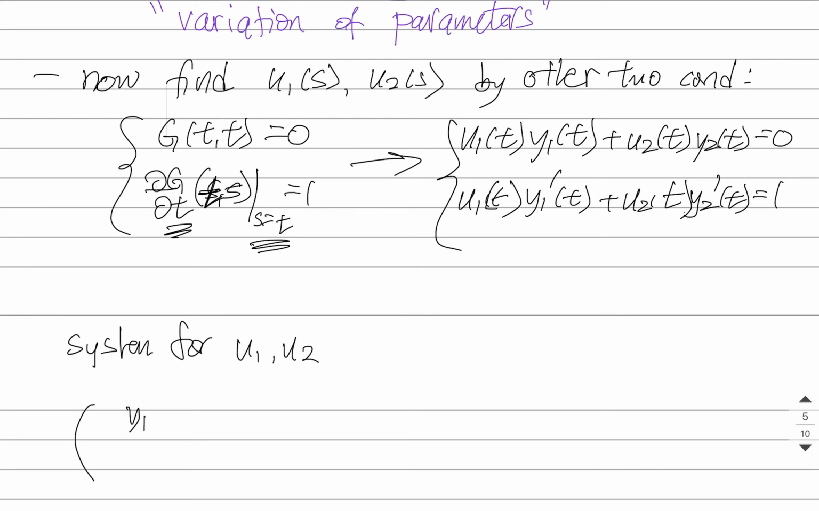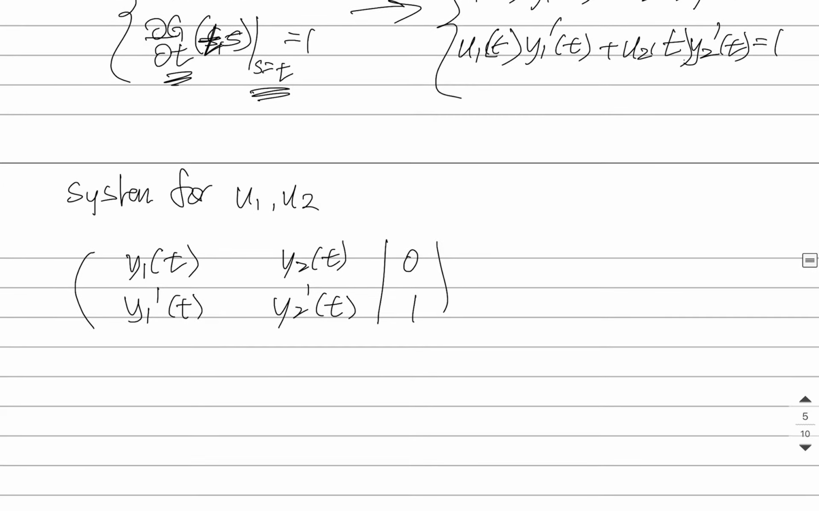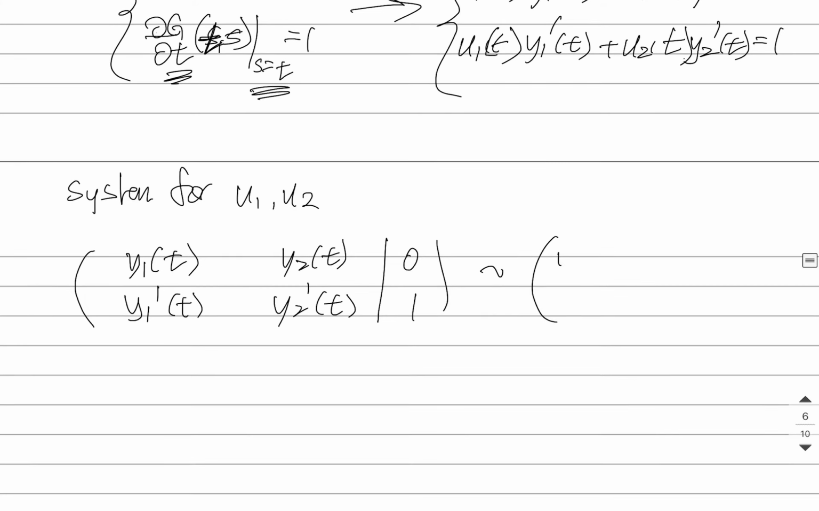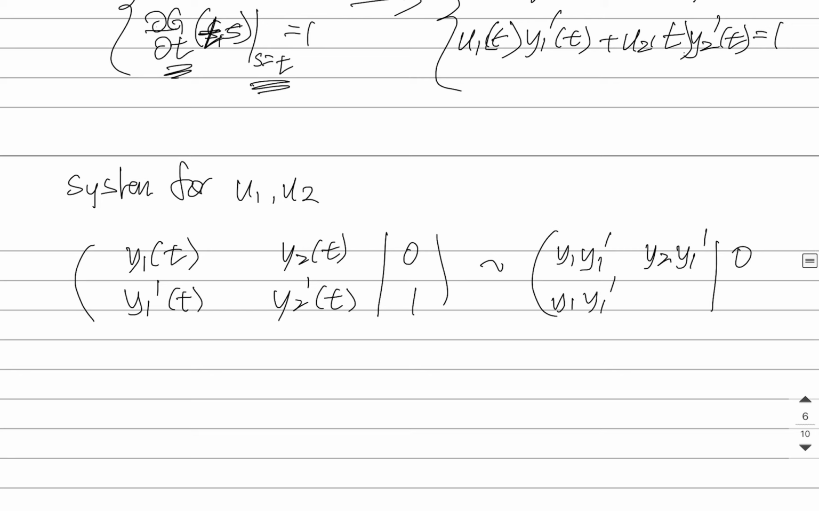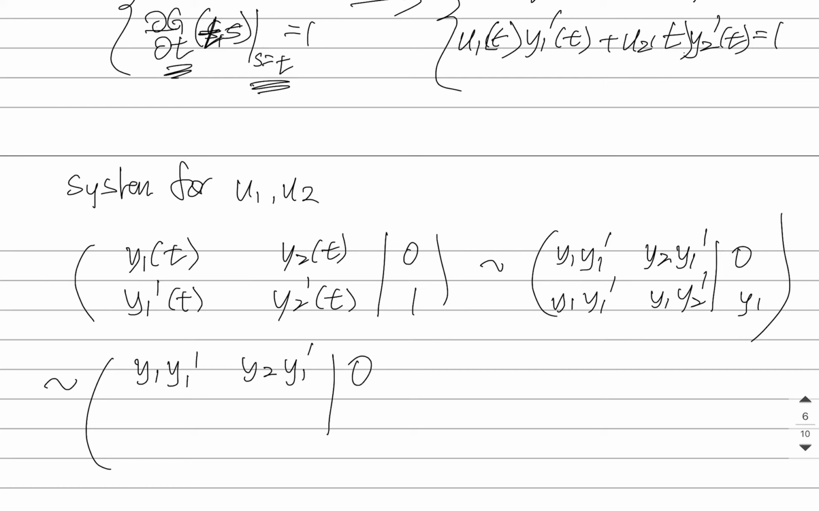It'll have y1 of t, y2 of t, y1 prime of t, y2 prime of t, a 0 and a 1. I can row reduce this. I'm going to multiply everything in row 1 by y1 prime. And then down in the bottom, I'm going to multiply everything by y1. I'm going to try to make a pivot underneath. y1, y1 prime, y2, y1 prime is 0. Negative of the first row added to the second is going to give me this.